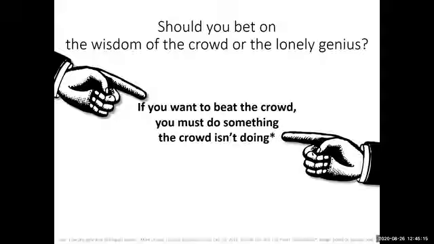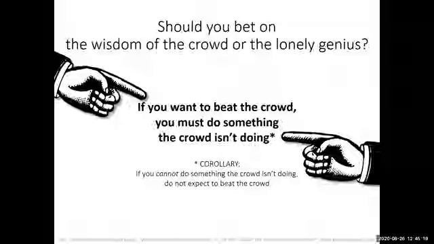Notice that there is an asterisk there. Here's the asterisk. The corollary is, if you cannot do something the crowd isn't doing, do not expect to beat the crowd. That is the GM thing that we talked about earlier with the convergence of competitors.